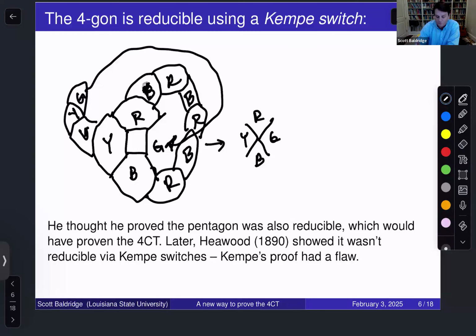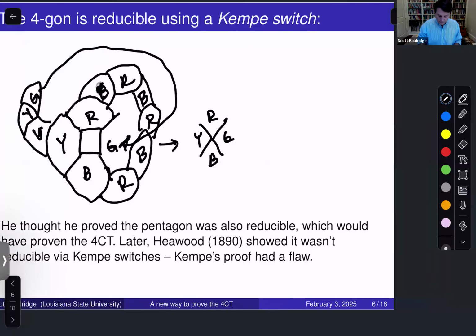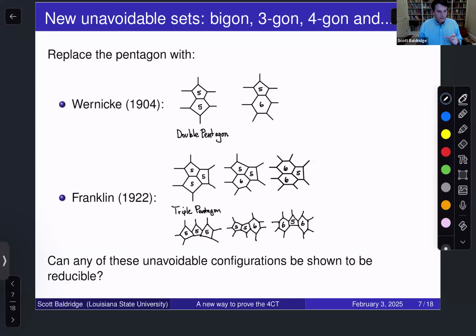So using this technique, he was able to do bigon, trigon, fourgon, and he used the same technique for the fivegon. But here the problem with the fivegon is that the colors can go past each other. And so in 1890, Heawood showed that even with reducibility, even with Kemp switches, you cannot prove that the fivegon is reducible. All right. So what did they do?